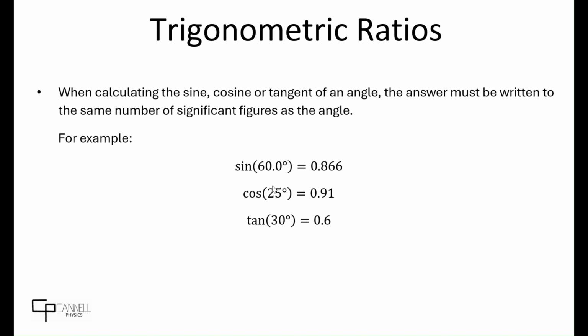2 sig figs for 25, and this is cosine, but it's the same rule. 2 significant figures, 0.91. 1 significant figure in 30, so the tangent of that is also going to have 1 significant figure, 0.6. And these are all irrational numbers, but we use rounding to adhere to this rule.